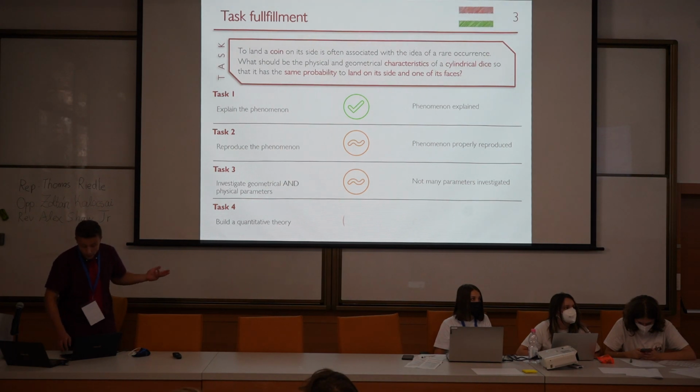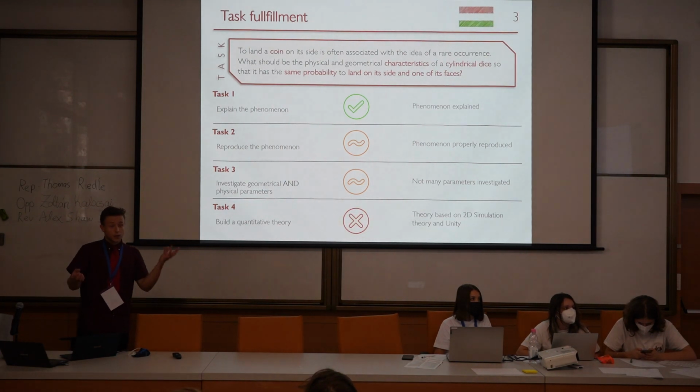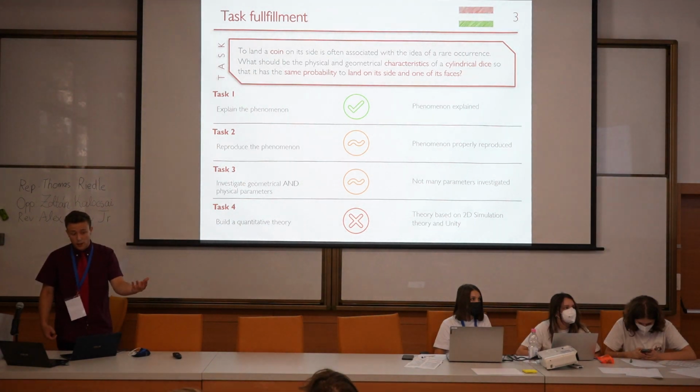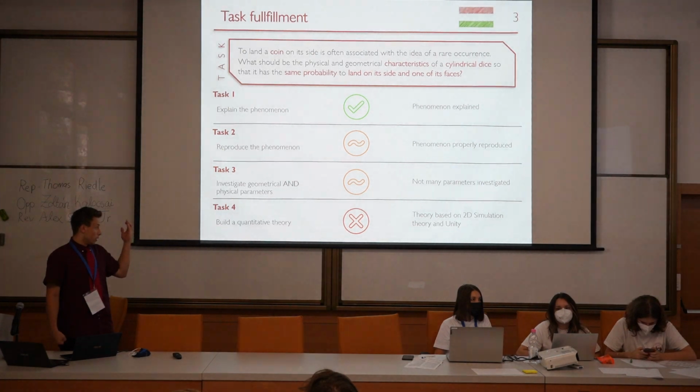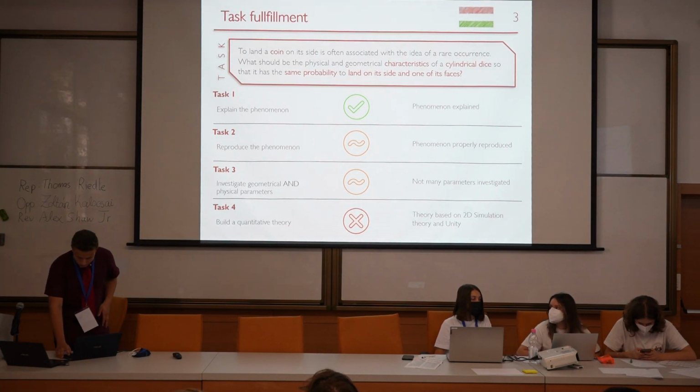As for quantitative theory, there was basically a quantitative theory. The exact quantitative theory was two-dimensional, which was then not used. And the theory that was really compared was based on Unity and wasn't fairly analyzed.